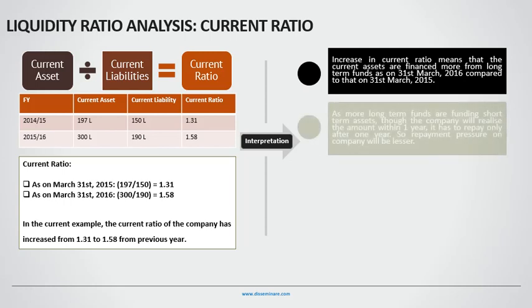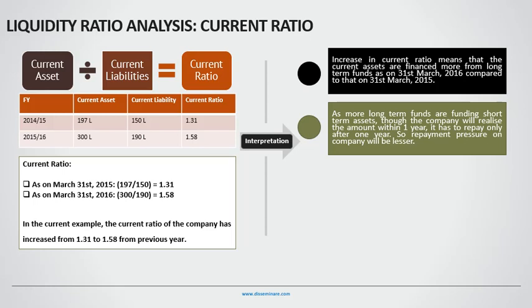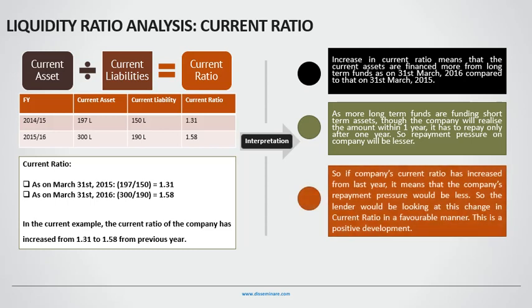2. As more long-term funds are funding short-term assets, though the company will realize the amount within 1 year, it has to repay only after 1 year. So, repayment pressure on the company will be lesser. 3. Thus, if the company's current ratio has increased from last year, it means that the company's repayment pressure would be less. Hence, the lender would be looking at this change in current ratio in a favorable manner. This is a positive development.